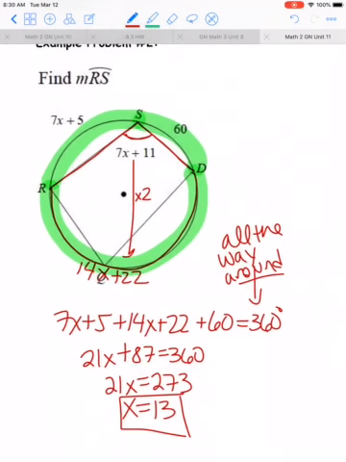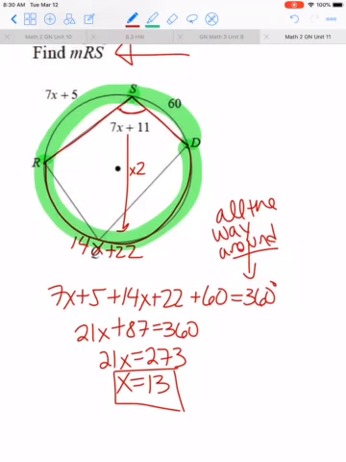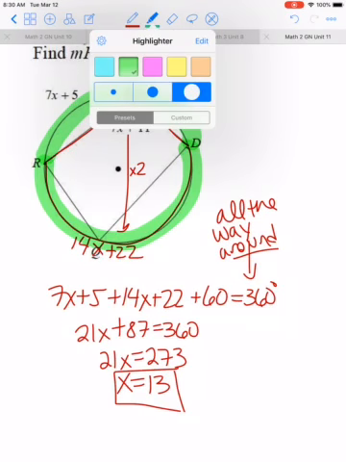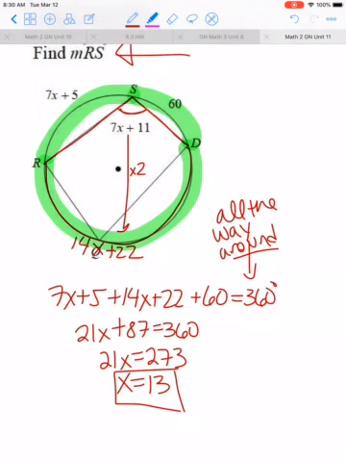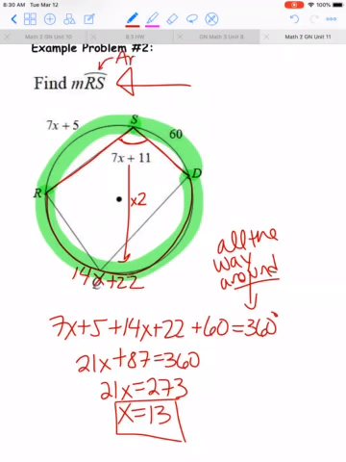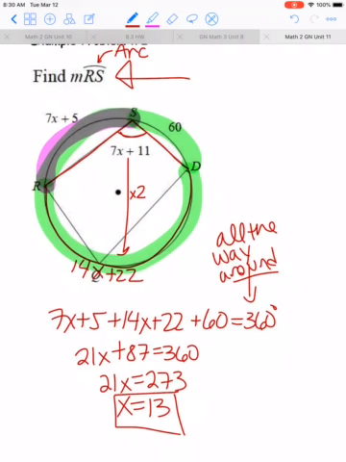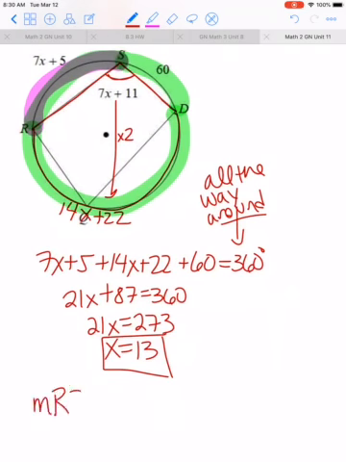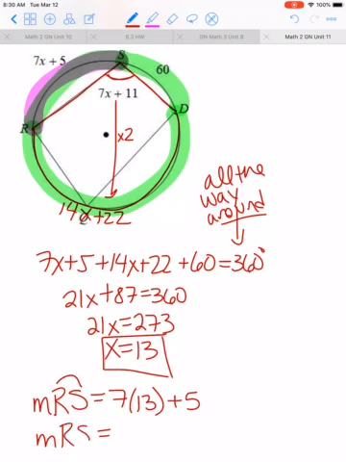And then does it ask us to plug it back in? Yes, it does. So RS, and it says arc, that little symbol on top, that's the arc, not the angle. So R to S, go the shortest path, so 7x plus 5. So the measure of RS equals 96 degrees. And that is 11.2.